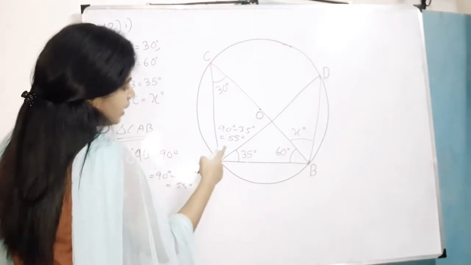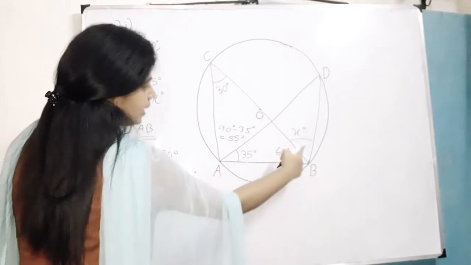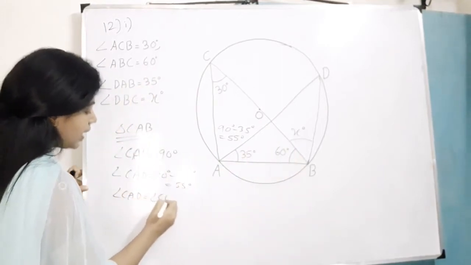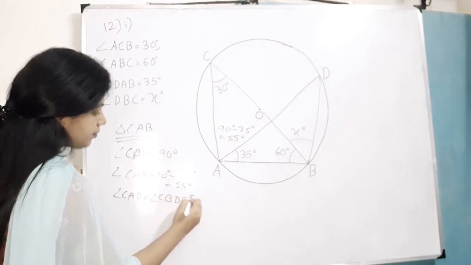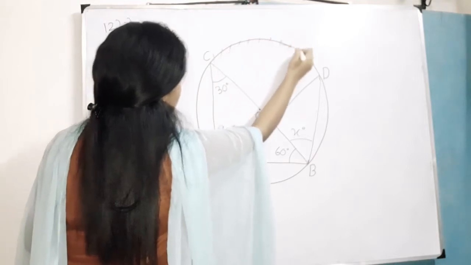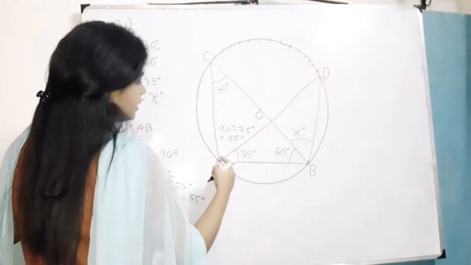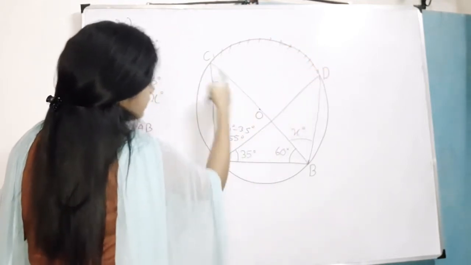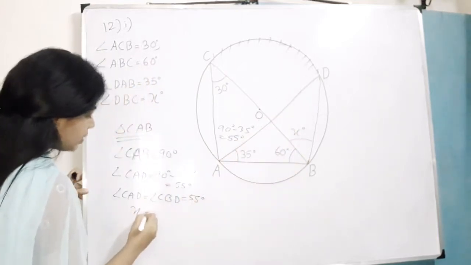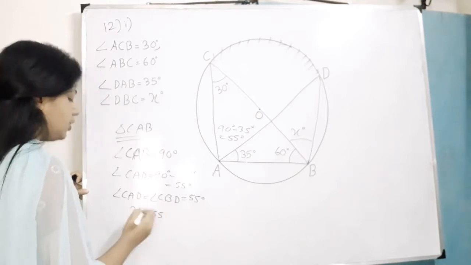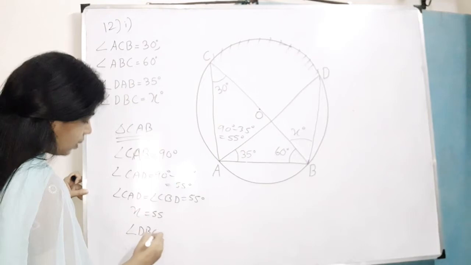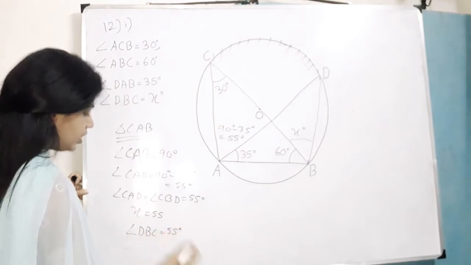Now since angle CAD and angle CBD are both lying on the same arc CD, this will also be 55 degrees. That means X equals 55, or you can say that angle DBC equals 55 degrees.